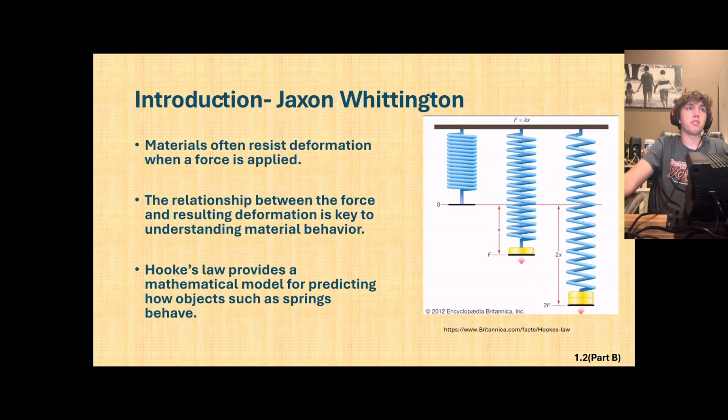Materials often resist deformation when a force is applied. Think of something almost like a spring or rubber band. If you stretch that spring or rubber band out a good amount and let it go, it's going to return back to its normal state. The relationship between the force and resulting deformation is key to understanding material behavior, which is shown here in the formula F equals K of X, in which F is your force being measured, K is your spring constant, and X is your deformation, otherwise known as stretch or compression. Hooke's Law provides a mathematical model for predicting how objects such as springs behave, also shown in your F equals K of X formula.